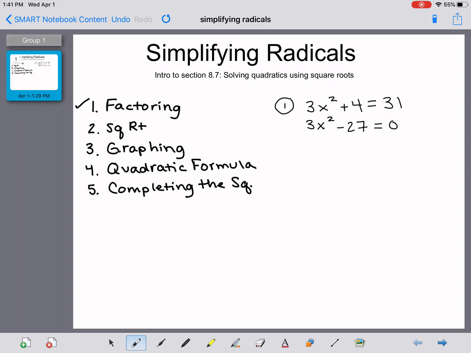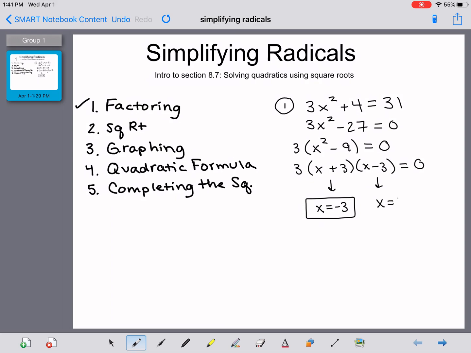Take out a GCF of 3. Then take the x squared minus 9 and factor it. X plus 3, x minus 3 equals 0. And then solve each of these bubbles. You get x equals negative 3 and x equals positive 3. This 3 on the outside is just a GCF. It has no variable. It means nothing to us, right? So that was the factoring method. I'm going to do the same exact problem using the square root method, which is what today's lesson is on.